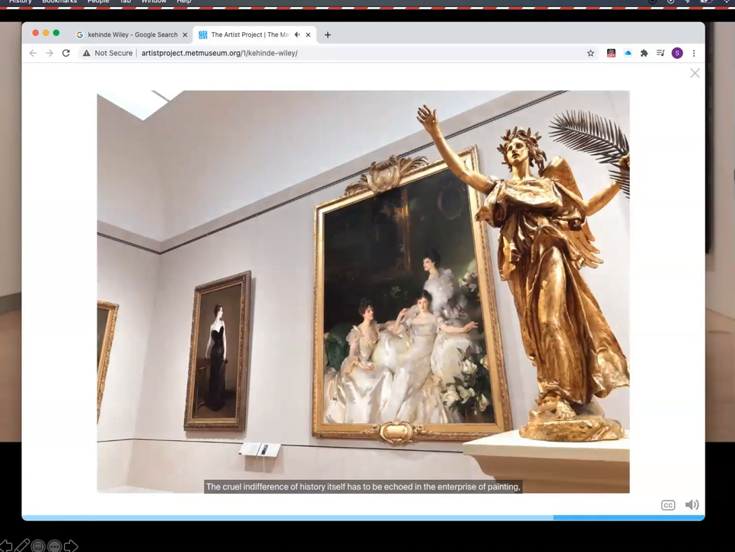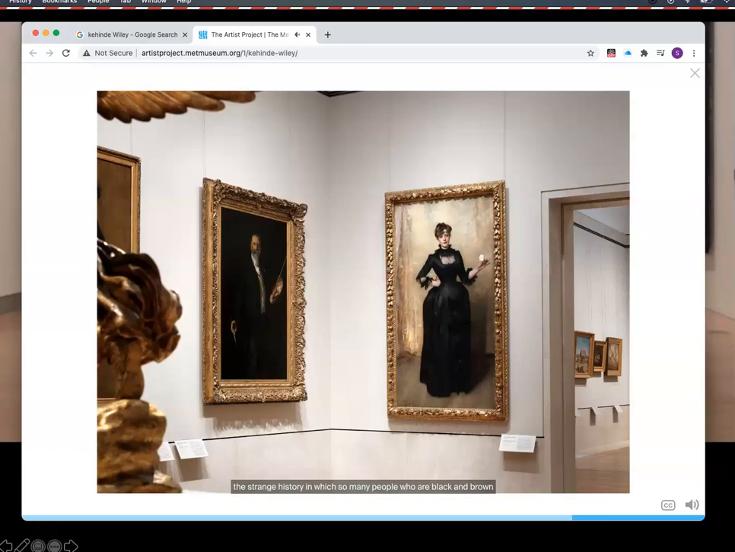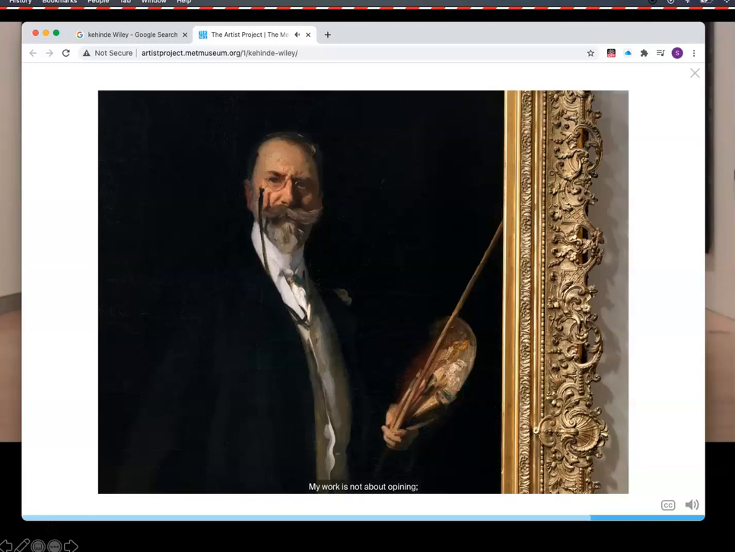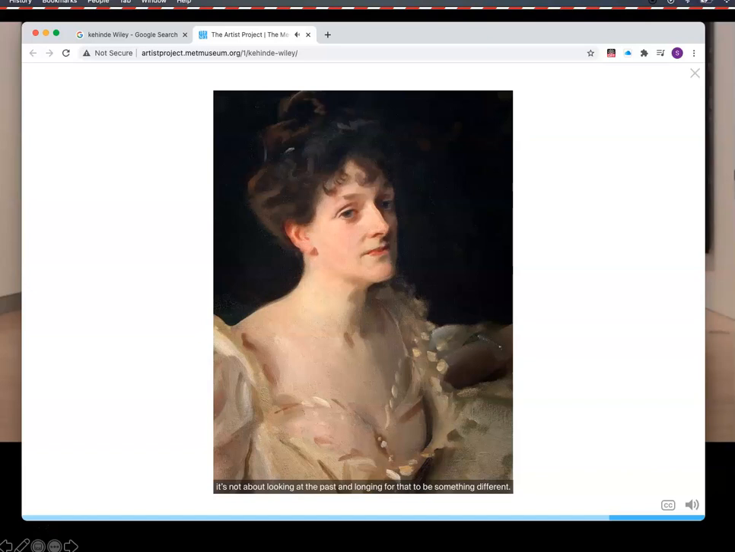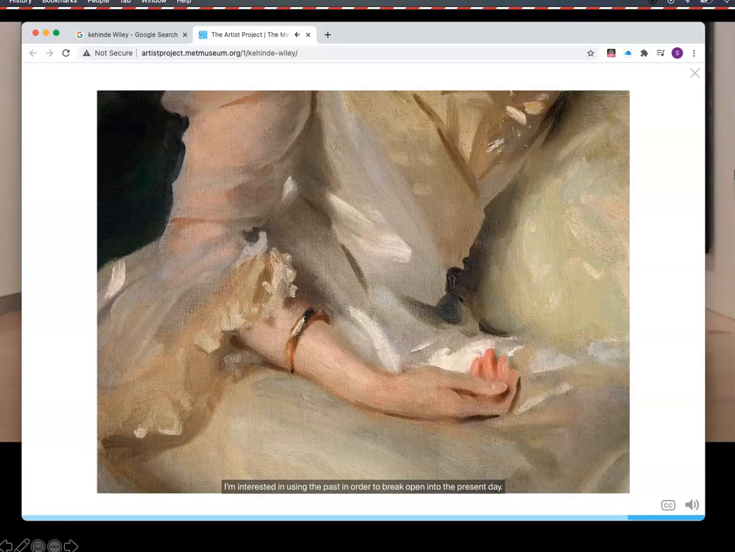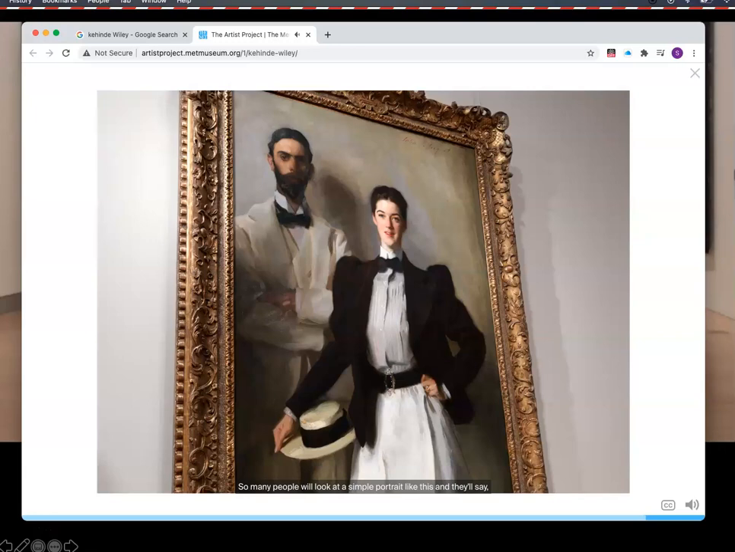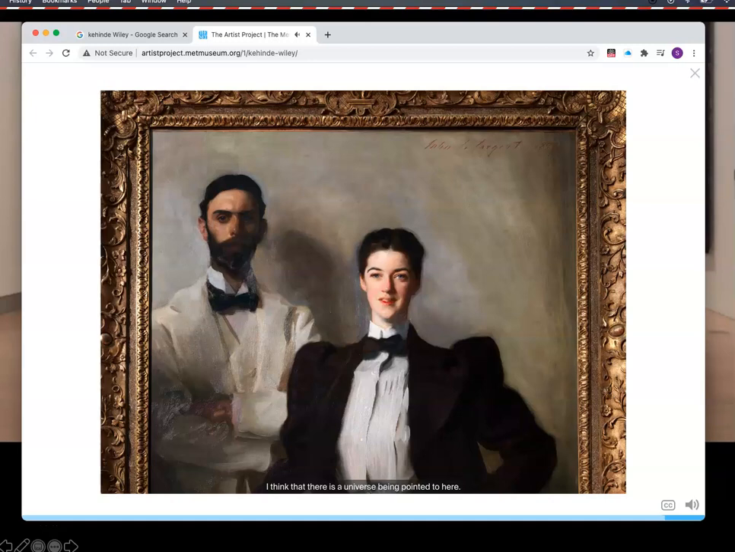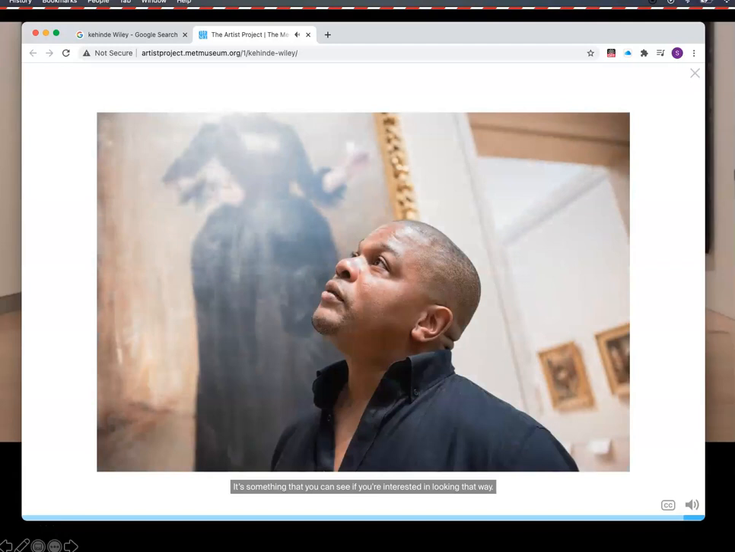The strange history in which so many people who are black and brown don't happen to people the great museums throughout the world. My work is not about opining. It's not about looking at the past and longing for that to be something different. I'm interested in using the past in order to break open into the present day. So many people will look at a simple portrait like this and say, you're making so much out of nothing. And I disagree. I think that there is a universe being pointed to here. It's something that you can see if you're interested in looking that way.